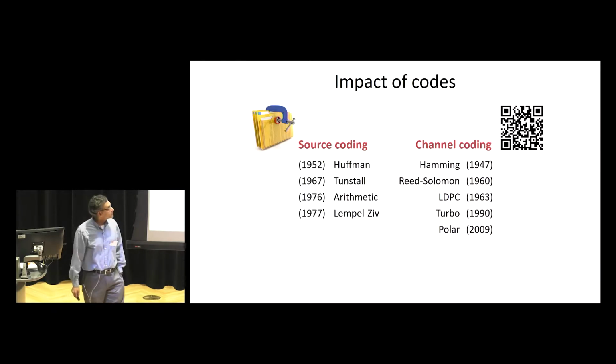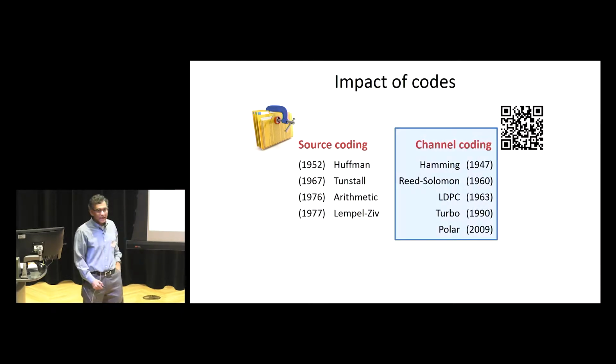The impact of codes has been felt for decades, starting from source coding: Huffman, Tunstall, arithmetic, Lempel-Ziv, and of course, channel coding: Hamming, Reed-Solomon, LDPCs, Turbo, and Polar. And I'm sure there are others, and that's the QR code of the URL of my page, in case you're interested. I'm going to focus on channel coding for the most part for this talk.